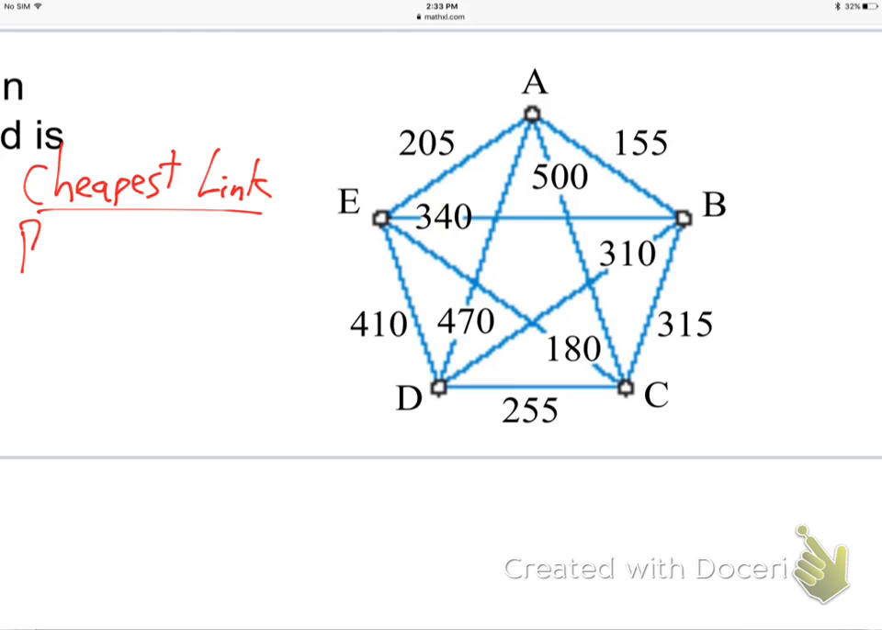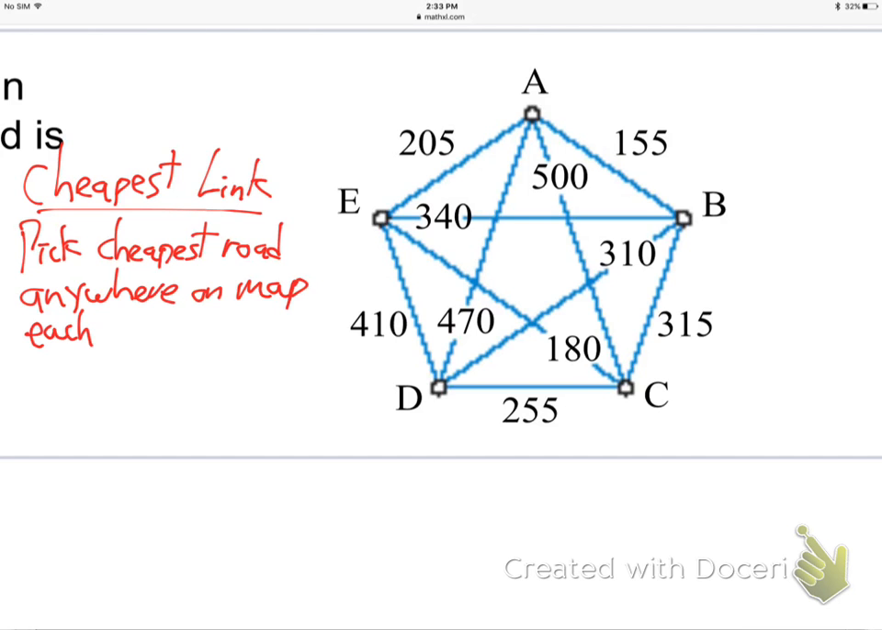Basically, it's pick the cheapest road or link, each time. Well, I'm not saying that very well. Pick the cheapest link anywhere on the map each time. So in other words, let me just write that, it's not starting from any particular point.